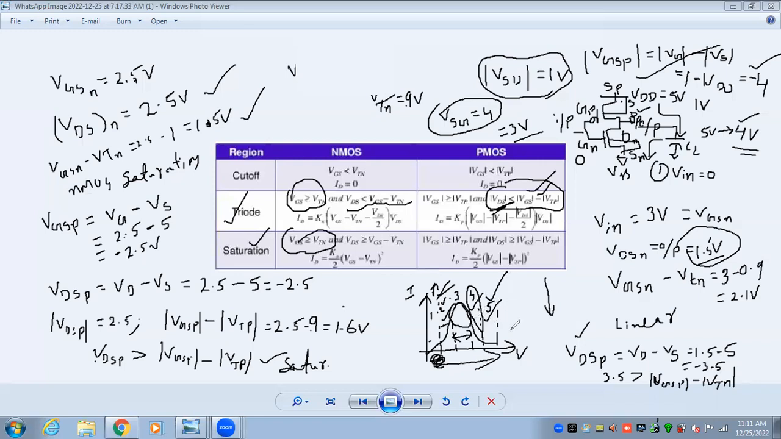Now coming to the fifth region, input is very high, so PMOS is completely off and NMOS is going to be in linear region. Okay, right. We'll stop this record.